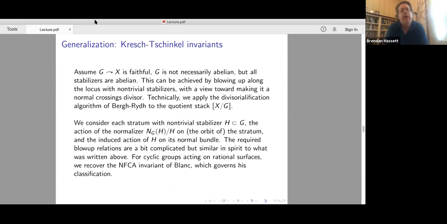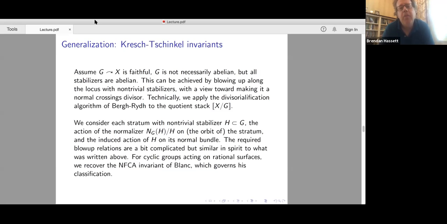So anyway, let me turn to some of the generalizations that allow you to capture this information. So let's assume that you have a faithful action by G on a smooth projective complex variety X. Now we don't necessarily assume that G is an abelian group, but we do insist that the stabilizers be abelian.